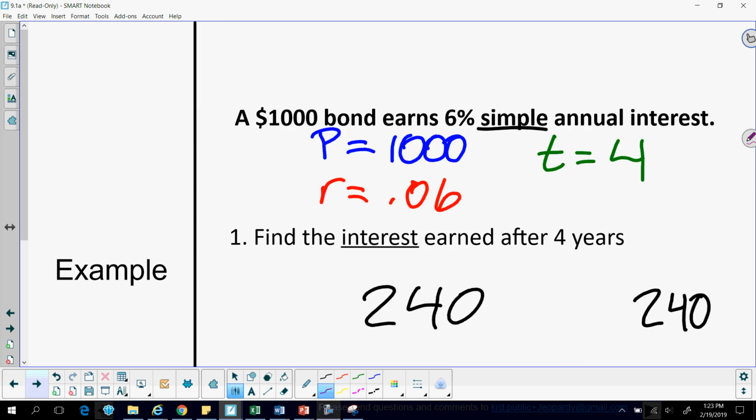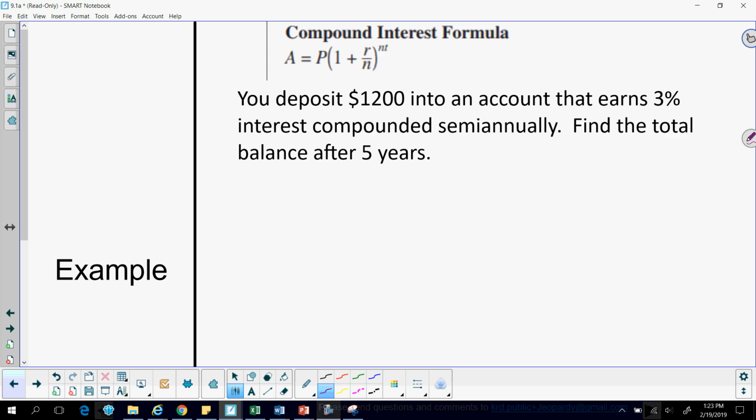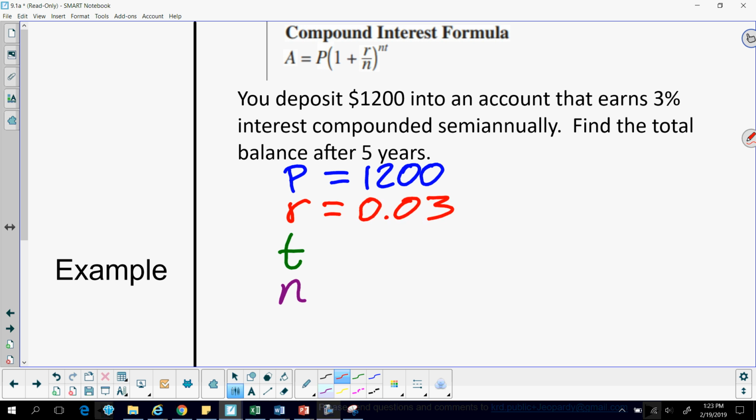You're flipping to, wait, this one, right here. Who can tell me what the principal is? 1,200. Who can tell me what the rate is? Jordan. 0.03. I really love that Jordan told me it was 0.03 and not 3. He already divided by 100, and I love that.